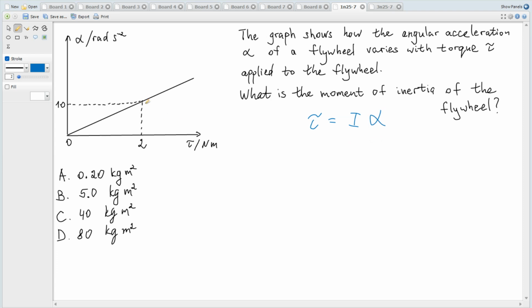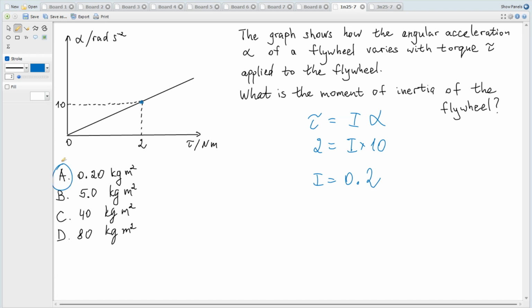Using any point on the graph, for example this point for which alpha is 10 and tau is 2, we can see that the moment of inertia is 0.2, so A is correct.